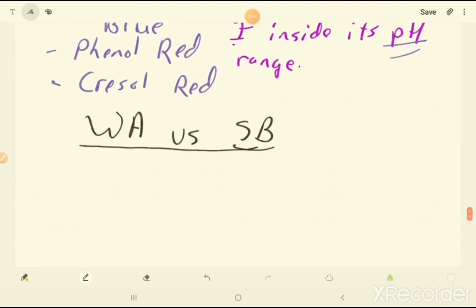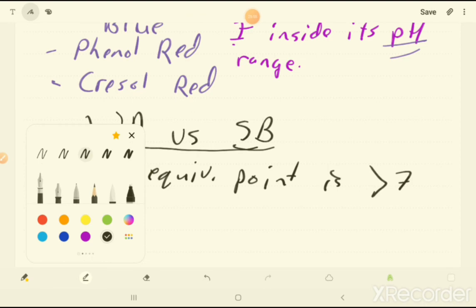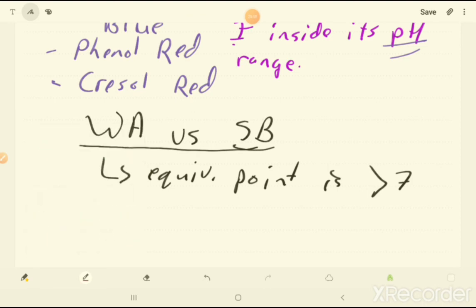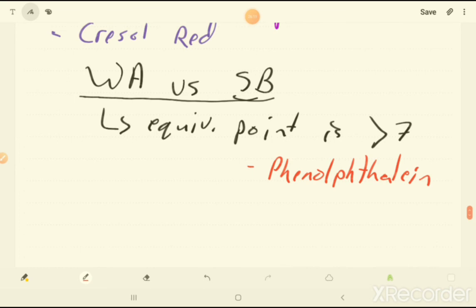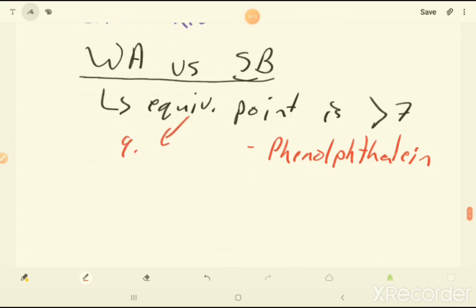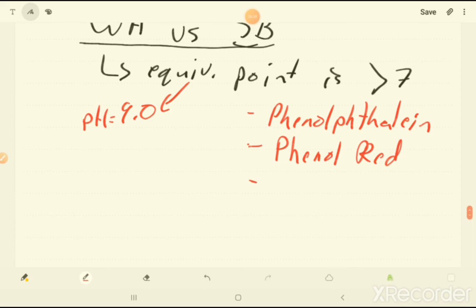Now here, when it comes to a weak acid versus a strong base, remember that the equivalence point is greater than 7. And so we want to get indicators, depending on what the exact equivalence point is, with a pH range that is greater than 7. So usually phenolphthalein is a good indicator. If I got an equivalence point of, let's say, about 9.0, like a pH value of 9.0, then phenolphthalein is good because it's inside that range. Sometimes as well, depending on how much above 7 it is, phenol red could be one because it goes all the way up to 8. And again, it just depends on what the exact equivalence point would be.